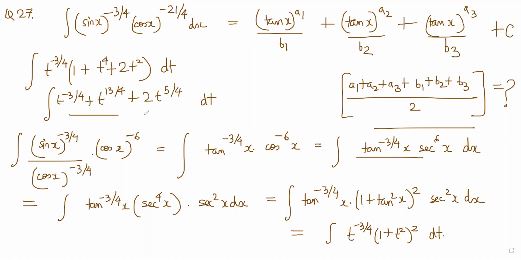Each integral can be done separately and you'll get powers of tan x. So after this point, you can simplify and get your a1, b1 and so on. At the end, you have to add up all these constants, divide by 2 and take the GIF to get the answer. So you can finish this off yourself. Let's move on.